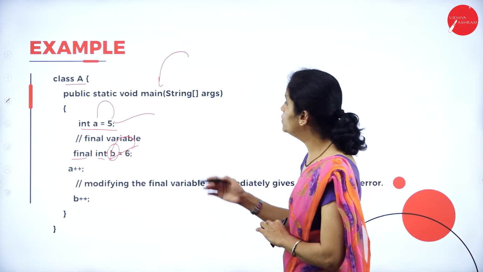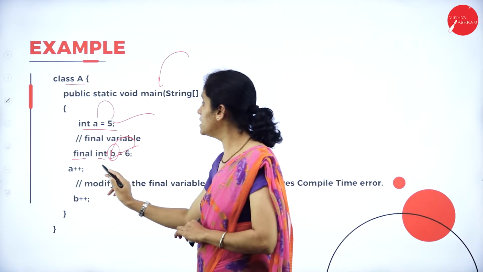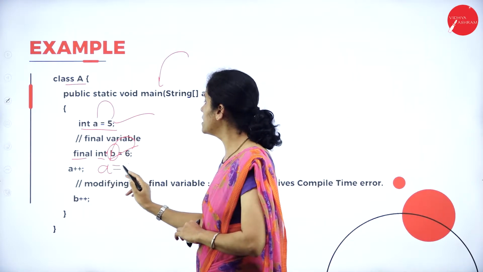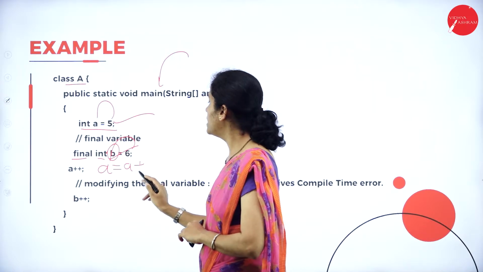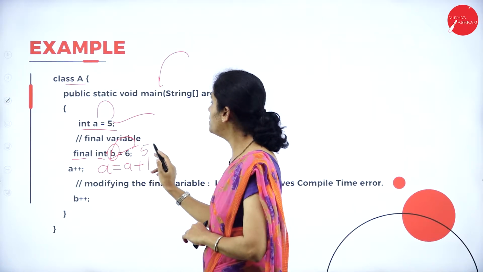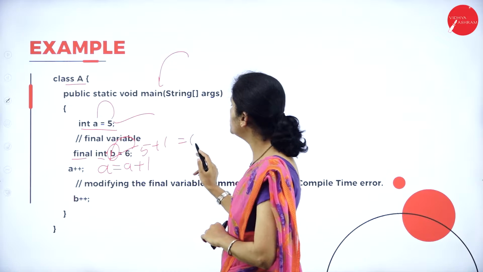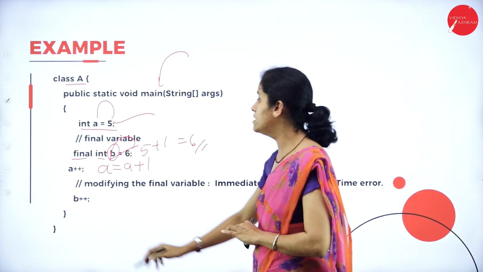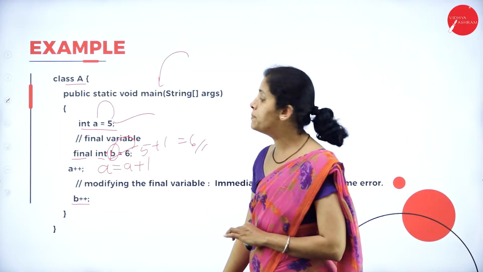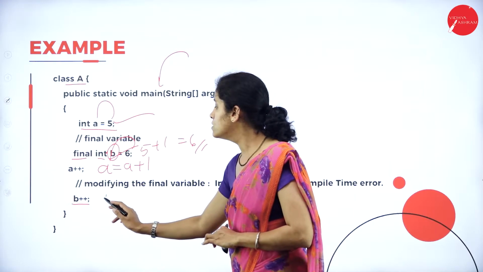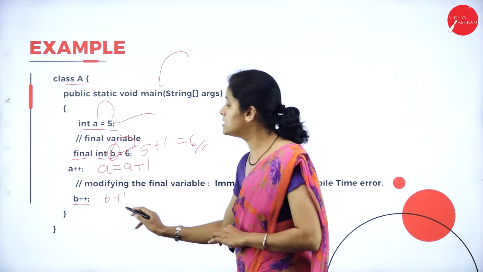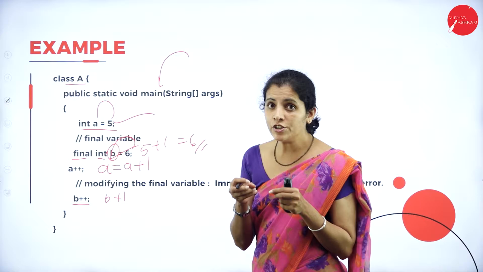Now I'm going to increment the A value. So A equal to A plus 1, that is 5 plus 1, which is equal to 6. Now I'm trying to modify the B value. B is 6, so 6 plus 1 is 7. So what is my intention here?